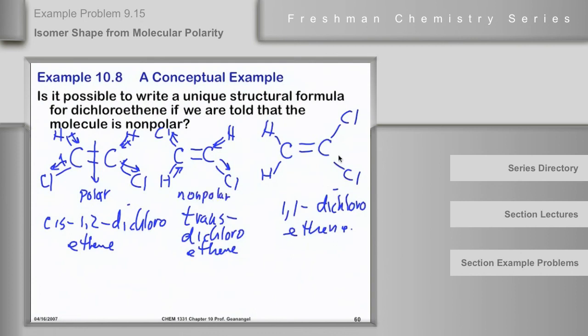Okay, if we look at the 1,1 dichloro, the bond vectors look like this. And so there'll be a net vector that goes in this direction. So 1,1 dichloro will be polar. So if we're told the molecule is nonpolar, that does narrow it down to the trans possibility.